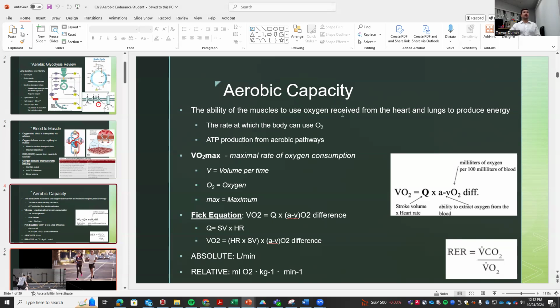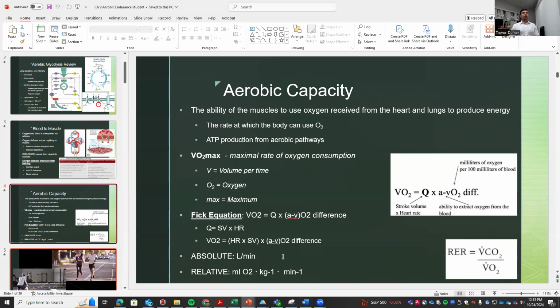Sorry. So down here we see a couple of different measurements. So we see our absolute amount, which is the liters per minute, or we see a relative amount, which is oxygen per kilogram per minute. And the relative amount is realistically, like we talked about before, the best way you want to go about measuring VO2 max in terms of aerobic capacity, because absolute is really just defined by the size of the body.